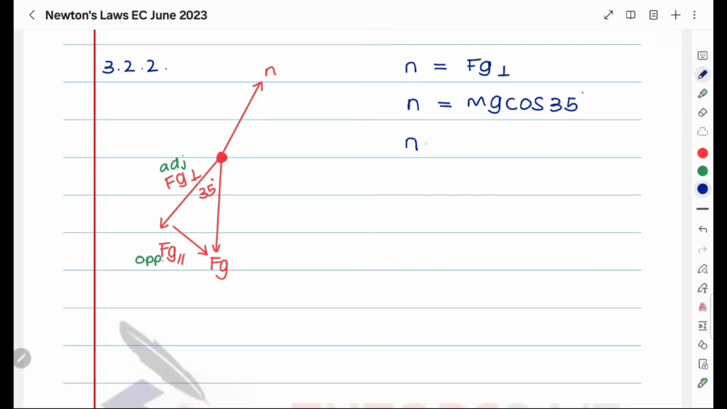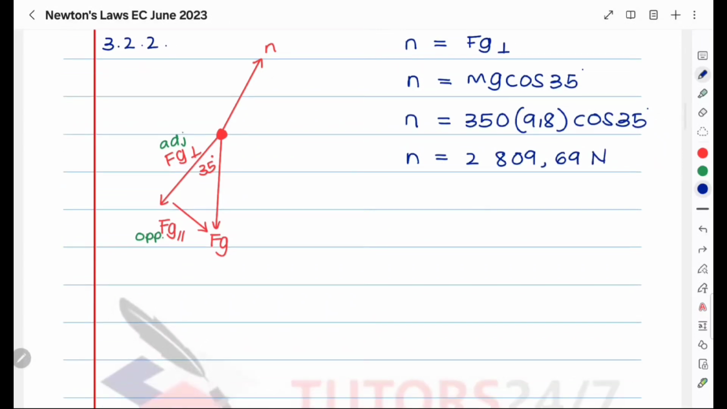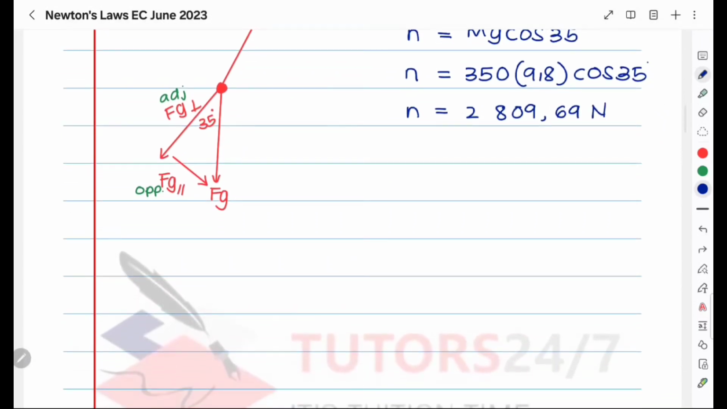From here we can substitute. Mass is 350, g is 9.8, times cos of 35. We can put this into our calculator. That gives me a value of 2,809.69 newtons. Now that we've calculated normal force, let us calculate kinetic friction.